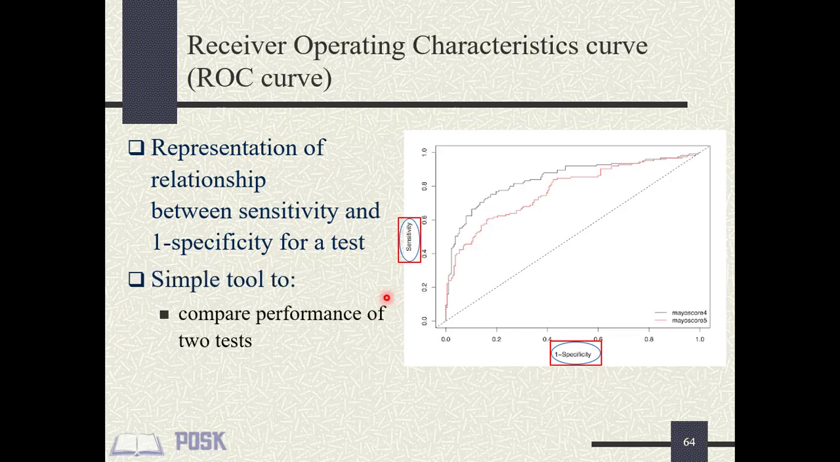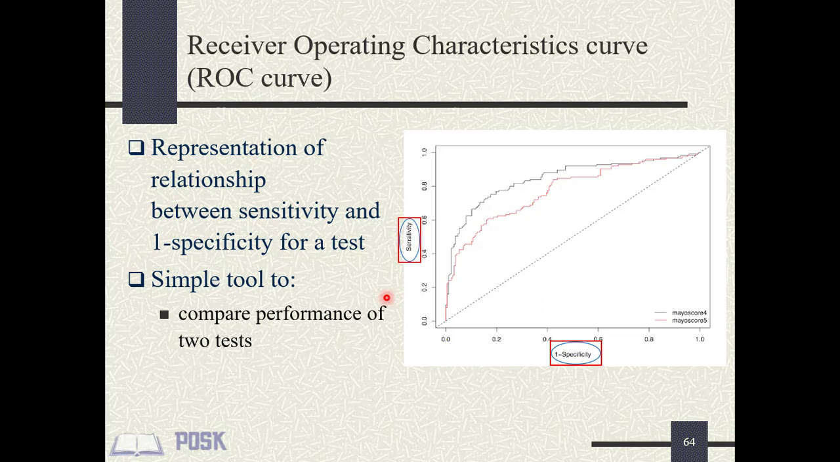It has the advantage over ordinary sensitivity and specificity in the sense that you can compare the performance of multiple tests using the ROC curve. Let's use this graph to quickly look at the uses of the ROC curve. First, you can identify the test with the best performance. Two methods are available for identifying the model with the best performance.